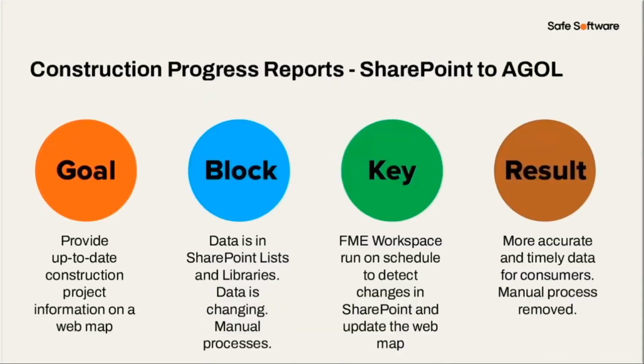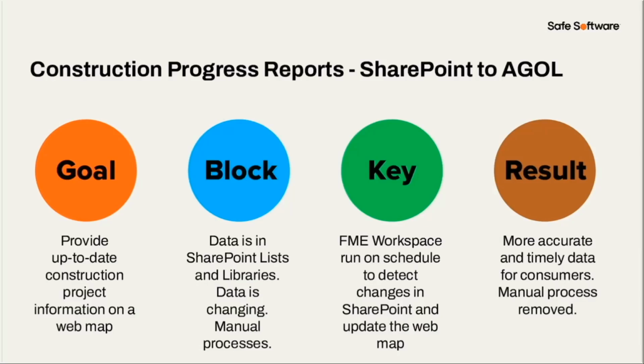So we're going to take our construction progress reports example, which is syncing SharePoint to ArcGIS Online. Our goal here is, of course, to provide up-to-date construction project information on a web map. The blocker is SharePoint; that data is in SharePoint lists and libraries. Maybe not totally real world to have progress reports in Excel again, but does it happen? Yes. And this is a SharePoint webinar, so we wanted to focus on documents that would be stored in SharePoint.